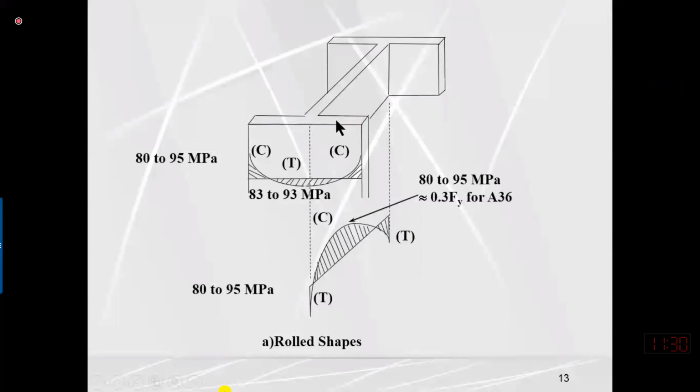Experimental studies have suggested that these compressive stresses, which are produced due to uneven heating and cooling, are approximately equal to 30% of Fy, maybe 80 to 95 megapascal, if we have a steel whose yield stress is 250 megapascal. And just to balance the compressive stresses at the tips, the junction is subjected to tensile stresses. These tensile stresses are approximately, maybe sometimes even equal to yield stress.